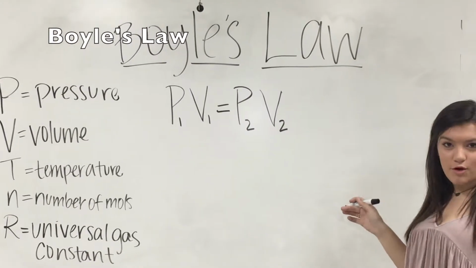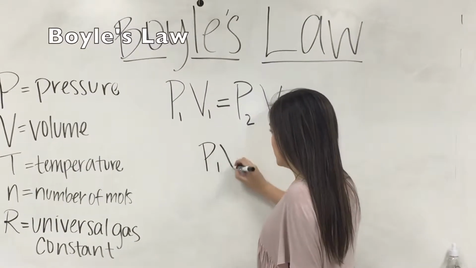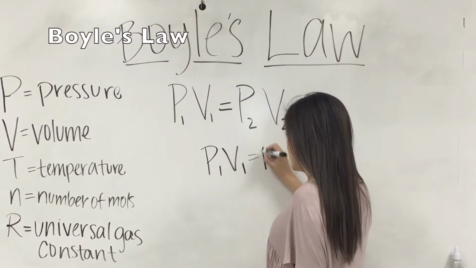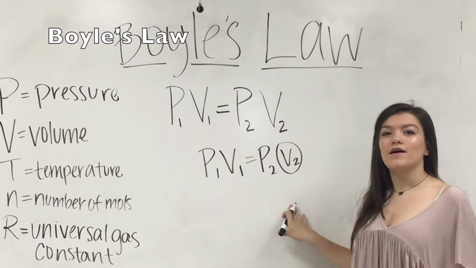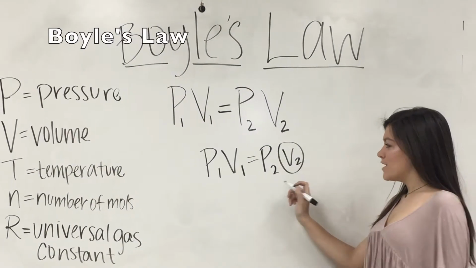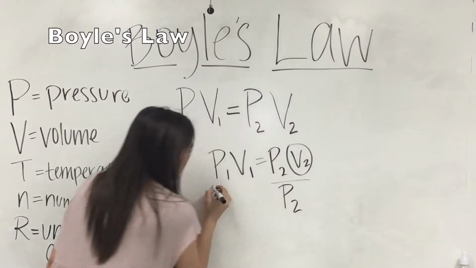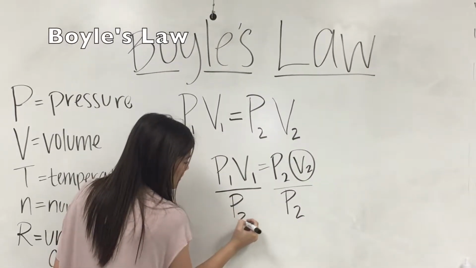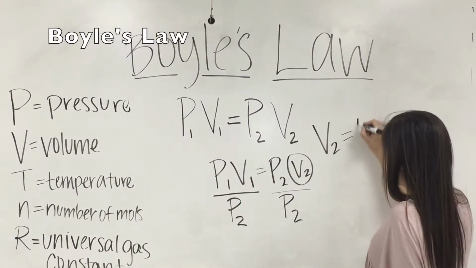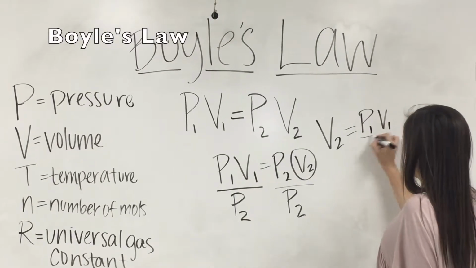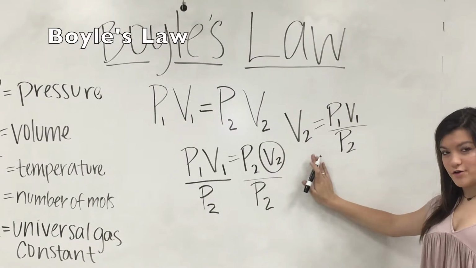If in a word problem, they might give you P1, V1, and P2, and they want you to find your V2. So you have to isolate your V2. What you would do is divide both sides by P2. And so your equation for V2 would be P1 V1 over P2. And that would be your equation to find your final volume.